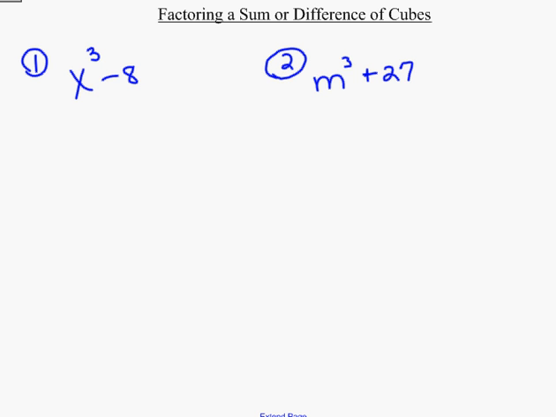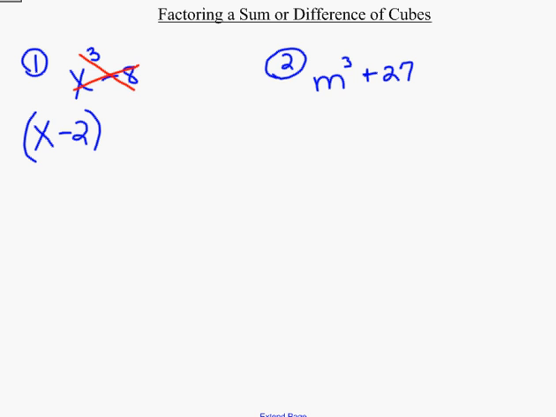So the method for factoring a difference of cubes is to take the cubic root of the first term, that's x, the same sign, that's a subtraction sign, and the cubic root of the last term, that's 2. Put that in parentheses, and now I can ignore that. I don't need that anymore. I'm just going to use the x minus 2 that I already factored out.